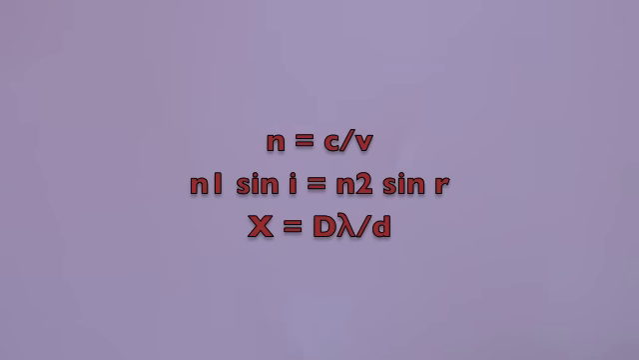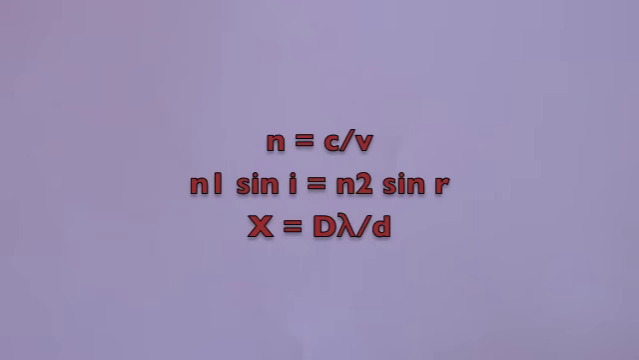n1 sine i equals n2 sine r. That's Snell's law. When light passes from one medium to another, the refractive index of the first medium is n1 and the refractive index of the second medium is n2. Sine i refers to the angle of incidence and sine r refers to the angle of refraction.